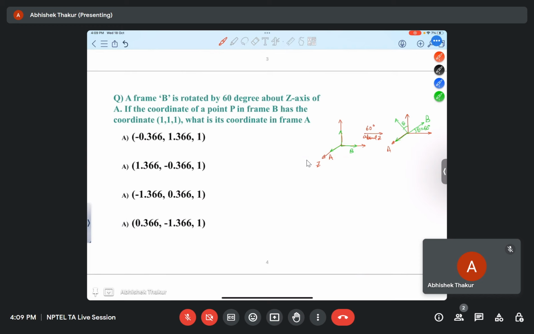Now it is given that PB, the point in frame B, is 1 comma 1 comma 1. So we have to find PA, the point with respect to frame A, that is A into PB. Here A is the transformation matrix, or we can also write T. There is no translation, so we'll only take the rotational parameter, RZ.